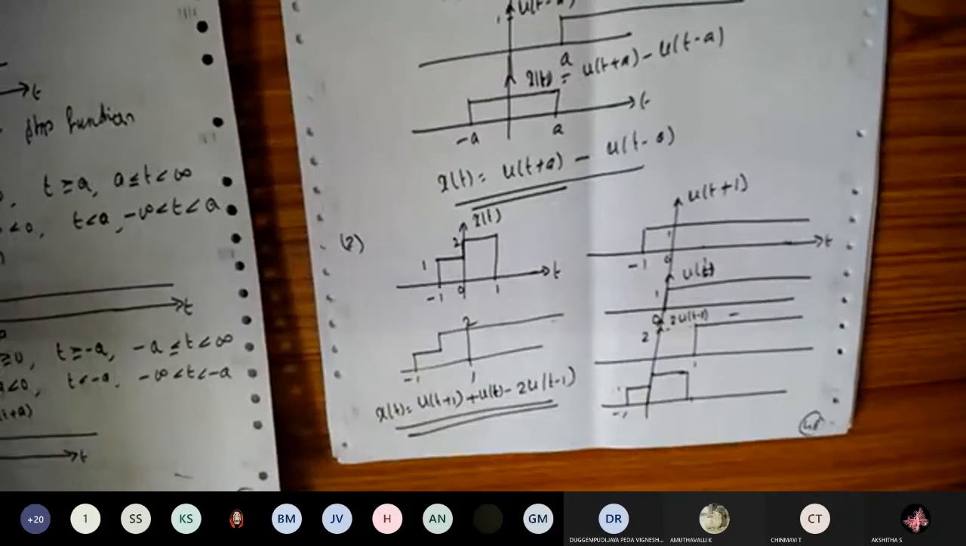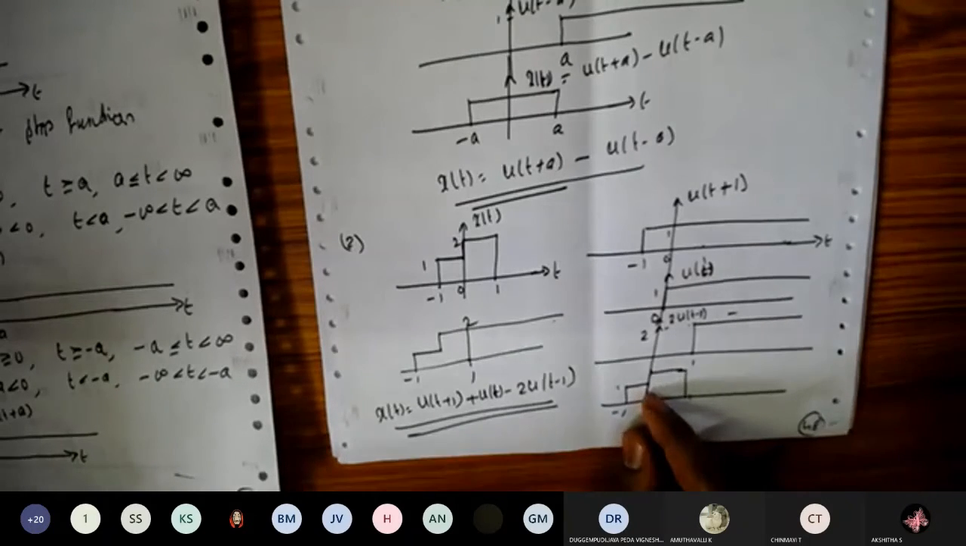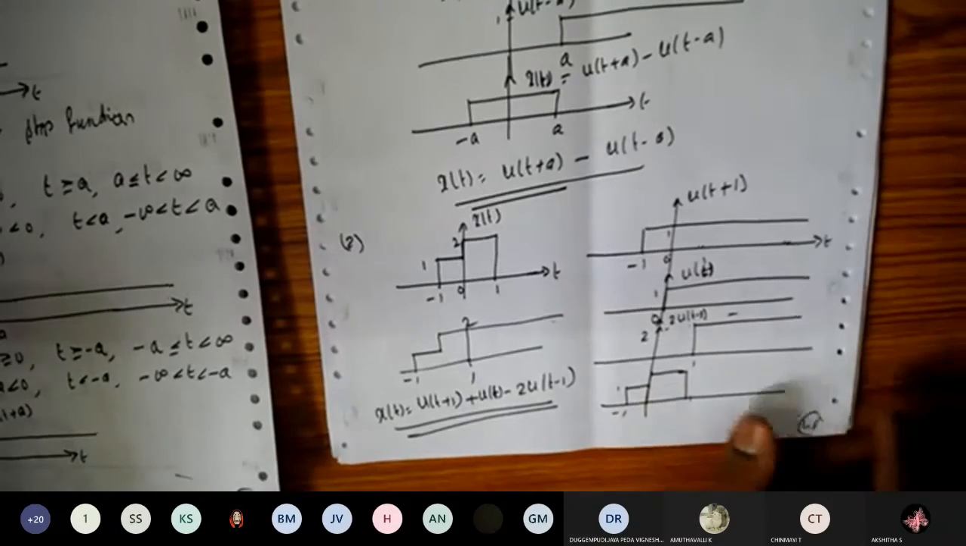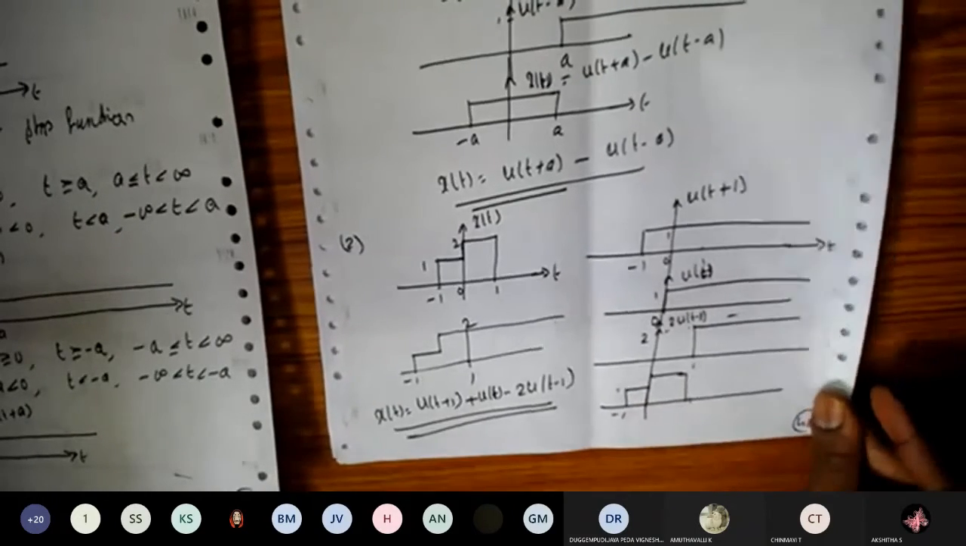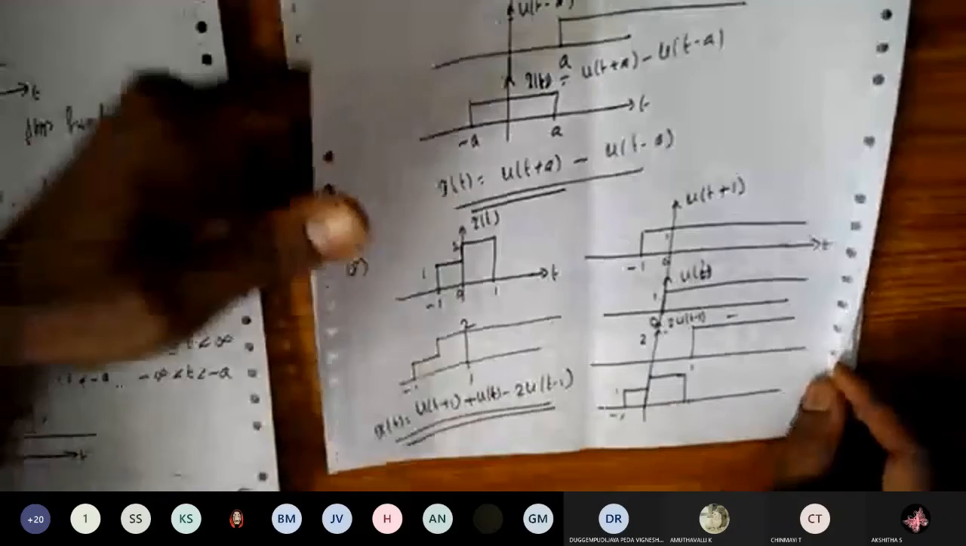Any doubts in this one? Okay, so this is for the unit step function for the continuous time signal here. So done, right? No doubts.